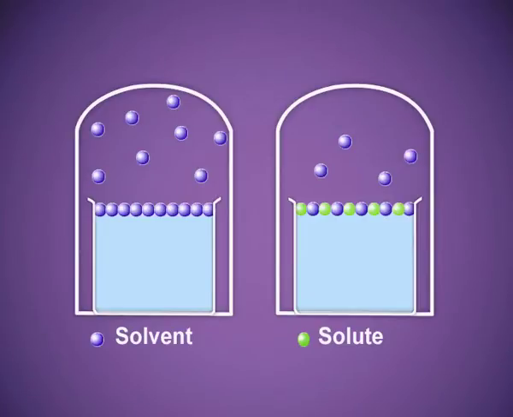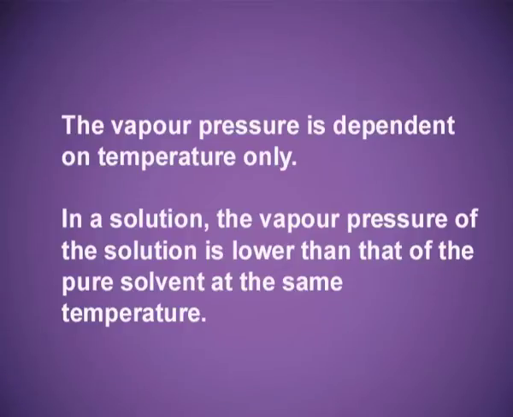For example, I have this pure solvent and it is volatile and it is taken in an evacuated vessel and partially filled. Since it is volatile, it will change into vapors and now you can see these vapors. These vapors will exert pressure on the surface of the liquid. The pressure exerted by these vapors on the surface of the liquid at equilibrium is known as vapor pressure. The vapor pressure is dependent on temperature only.